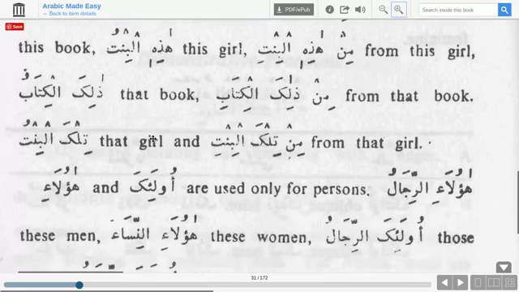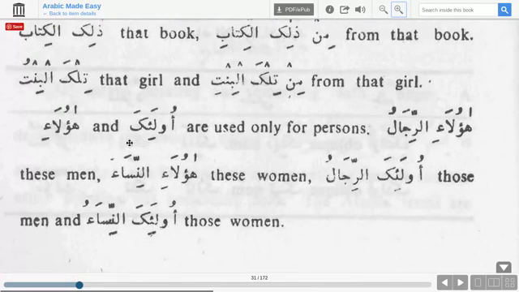هؤلاء and أولئك, very important, are used only for persons. Say that again. Ulaika, ha'ula'i is only used for persons. Ha'ula'i rijalun. Ulaika nisa'u. Ulaika rijalun.